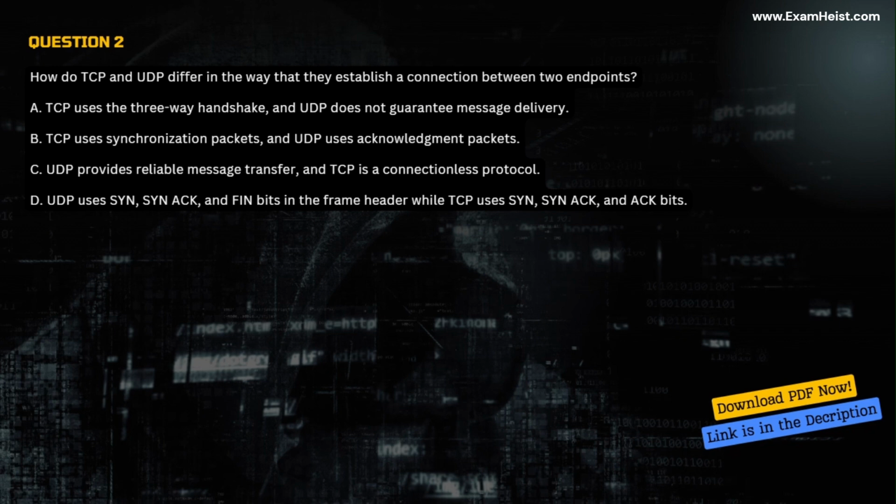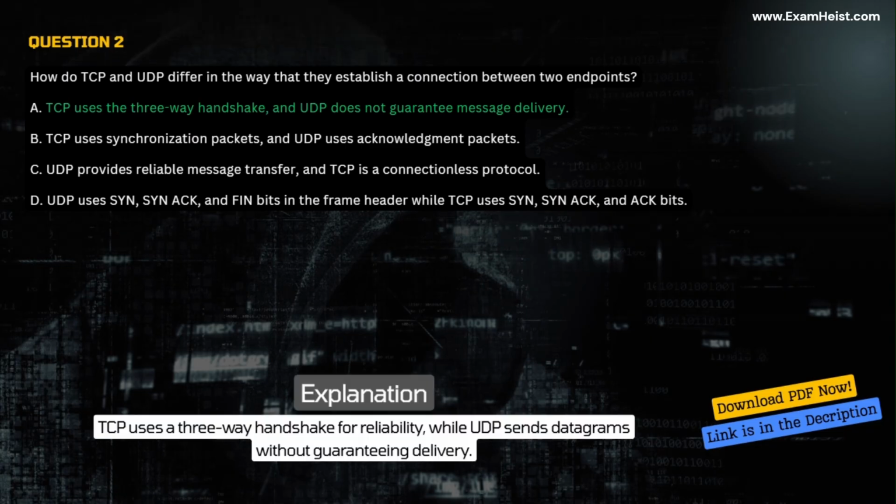Question 2. How do TCP and UDP differ in the way that they establish a connection between two endpoints? A. TCP uses the three-way handshake, and UDP does not guarantee message delivery. B. TCP uses synchronization packets, and UDP uses acknowledgement packets. C. UDP provides reliable message transfer, and TCP is a connectionless protocol. D. UDP uses SYN, SYN-ACK, and FIN bits in the frame header while TCP uses SYN, SYN-ACK, and ACK bits. Correct answer: A. TCP uses the three-way handshake, and UDP does not guarantee message delivery. Explanation: TCP uses a three-way handshake for reliability, while UDP sends datagrams without guaranteeing delivery.